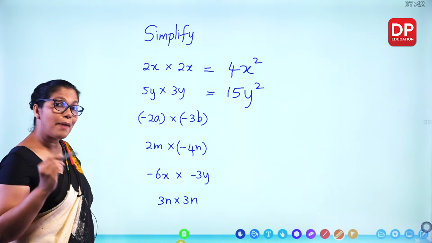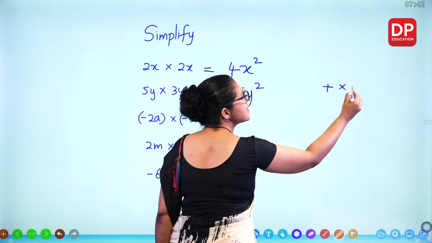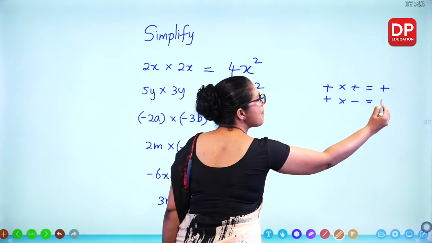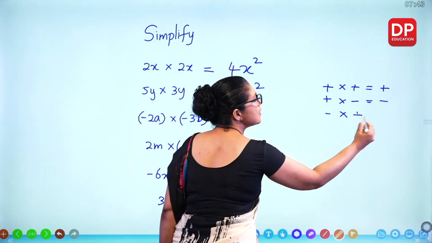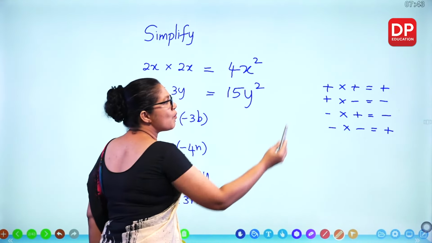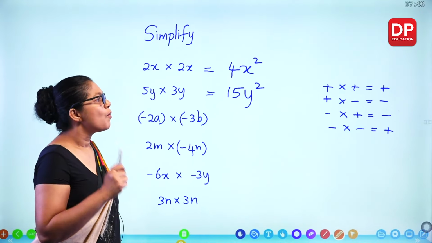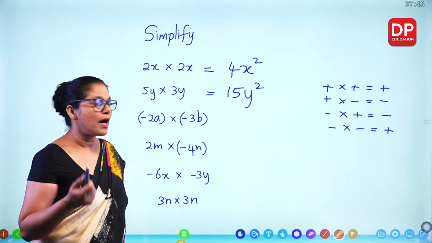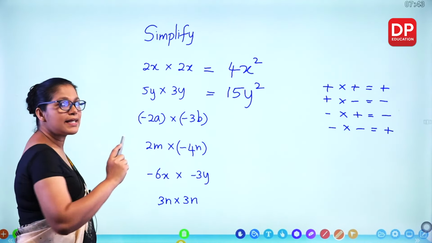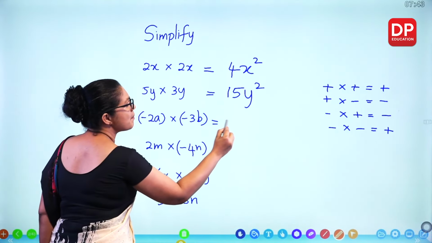What about this one? You get a minus and a minus value. You learned before, plus into plus, you get plus. Plus into minus, you get minus. Minus into plus, you get minus, and minus into minus, you get plus. Whatever the sign, same sign multiplication, you will end up with pluses. If one sign is plus and the other is minus, you will end up with a minus. So here both are minus. Minus into minus becomes plus. Minus 2 times minus 3, you get plus 6.